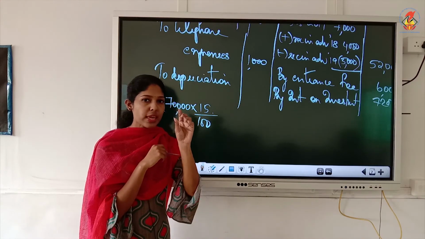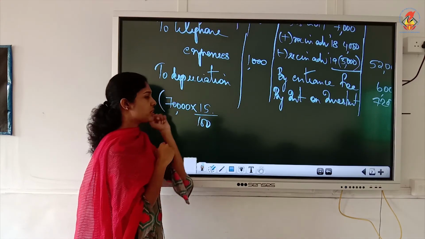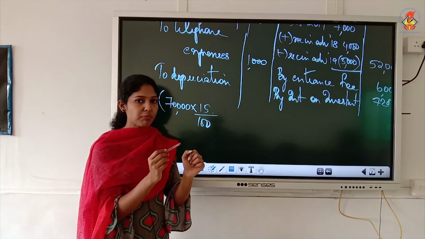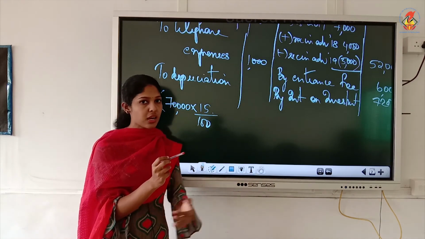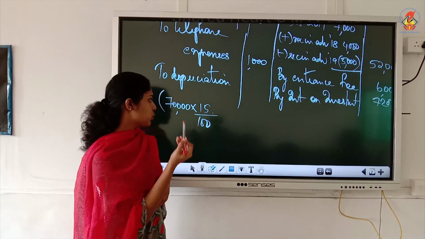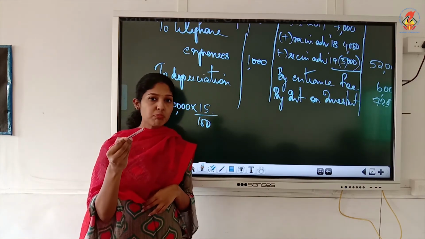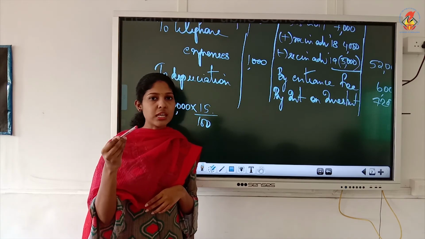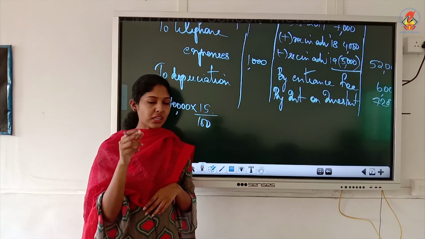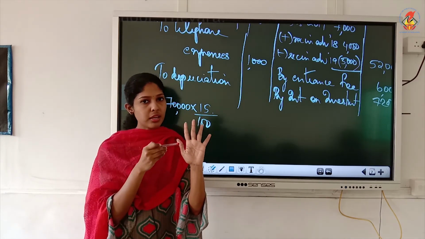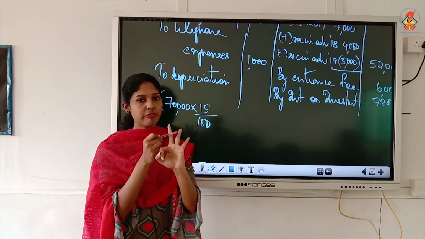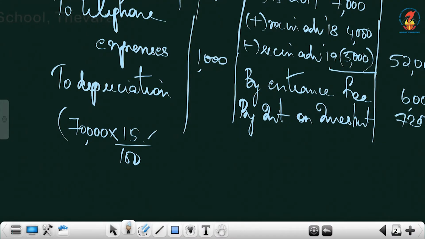Is the calculation over? No. Always you have to see the date on which you purchased the furniture. You have purchased only on 1st July, not on 1st April. During the year only you purchased. So when you compute depreciation, you have to consider the time period always. So starting from 1st July, August, September, October, November, December, January, February, March. So for 9 months you have to compute this depreciation. That you must remember, don't do it for 1 year.